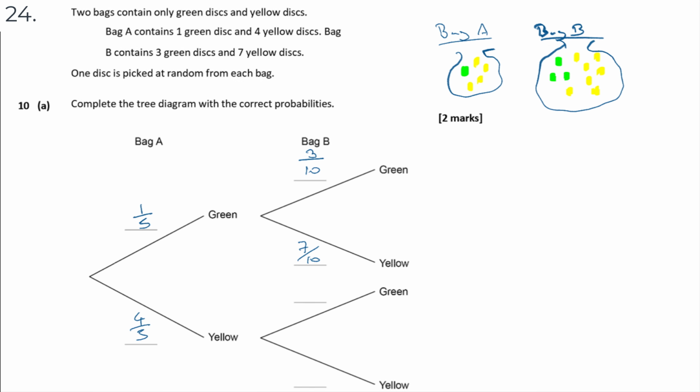Now this is independent probability, so the probabilities on the second branch down here are going to be the same. It doesn't matter what we do the first time, it's still going to be the same probabilities of picking for the second one. Okay, so that's what my completed tree diagram should look like.